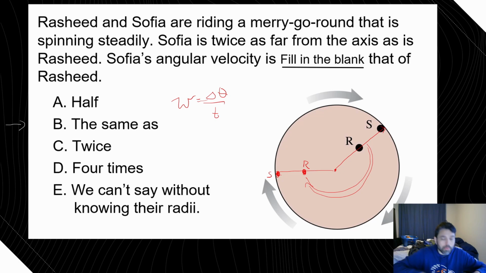So as they move around, it rotates. The time is the same for both. So if the angle is the same for both and the time is the same for both, then they're going to have the same angular velocity. So the answer is in fact B. So that makes sense. It's not about how far they go. It's about the angle that is swept out in that amount of time.